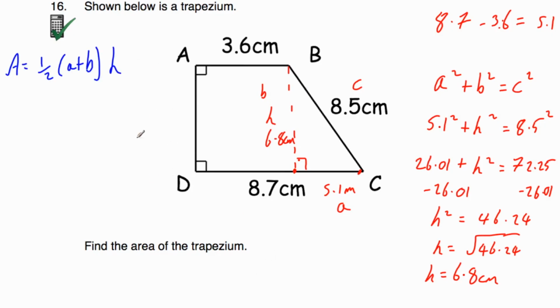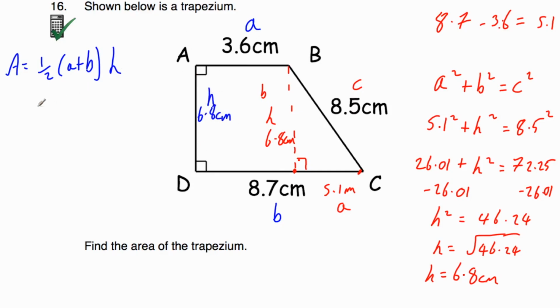So we've been asked to work out the area of the trapezium, and the area of the trapezium is a half bracket a plus b times h. So let's label our a, b, and our h. a and b are the two parallel sides, and h is the height, the distance between them. So one parallel side of our trapezium is 3.6. The other one is 8.7, so that's going to be our b. And the height, the distance between them, is 6.8 centimeters. This distance is the height.